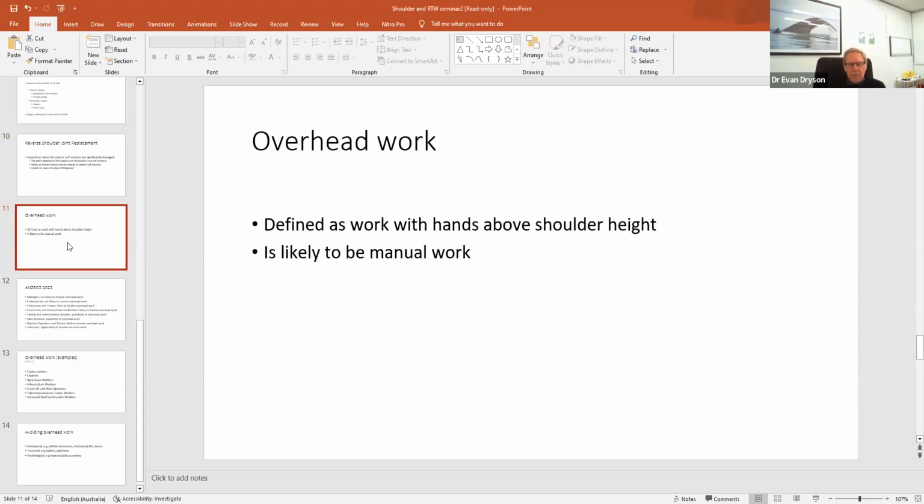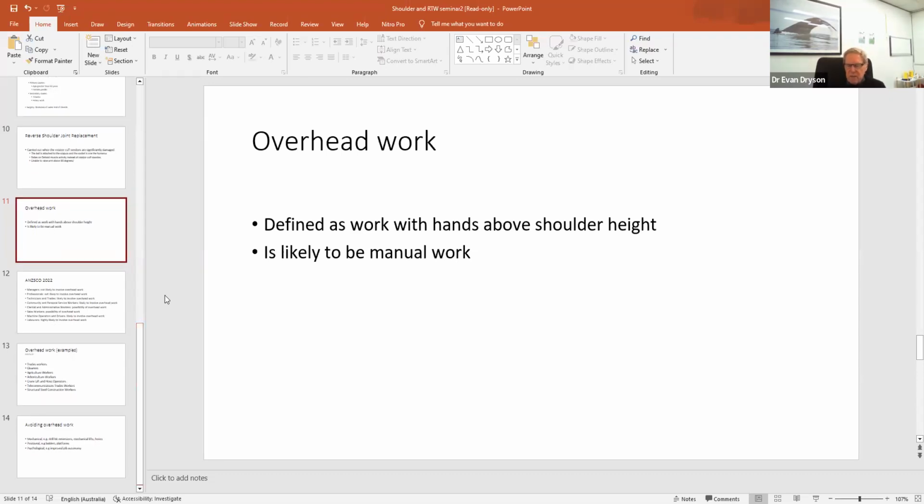So we're just going to look at overhead work, because everything that I've said so far has depended on the arm being able to be raised above shoulder height with good, healthy rotator cuff tendons. So overhead work, naturally enough, is defined as work with the hands above shoulder height. And it's likely, of course, to be manual work. So office workers, for example, generally don't do much in the way of overhead work. They might reach up to get a heavy file from a shelf, but most of the time their arms are by their side and they don't have any strain on the rotator cuff tendons.